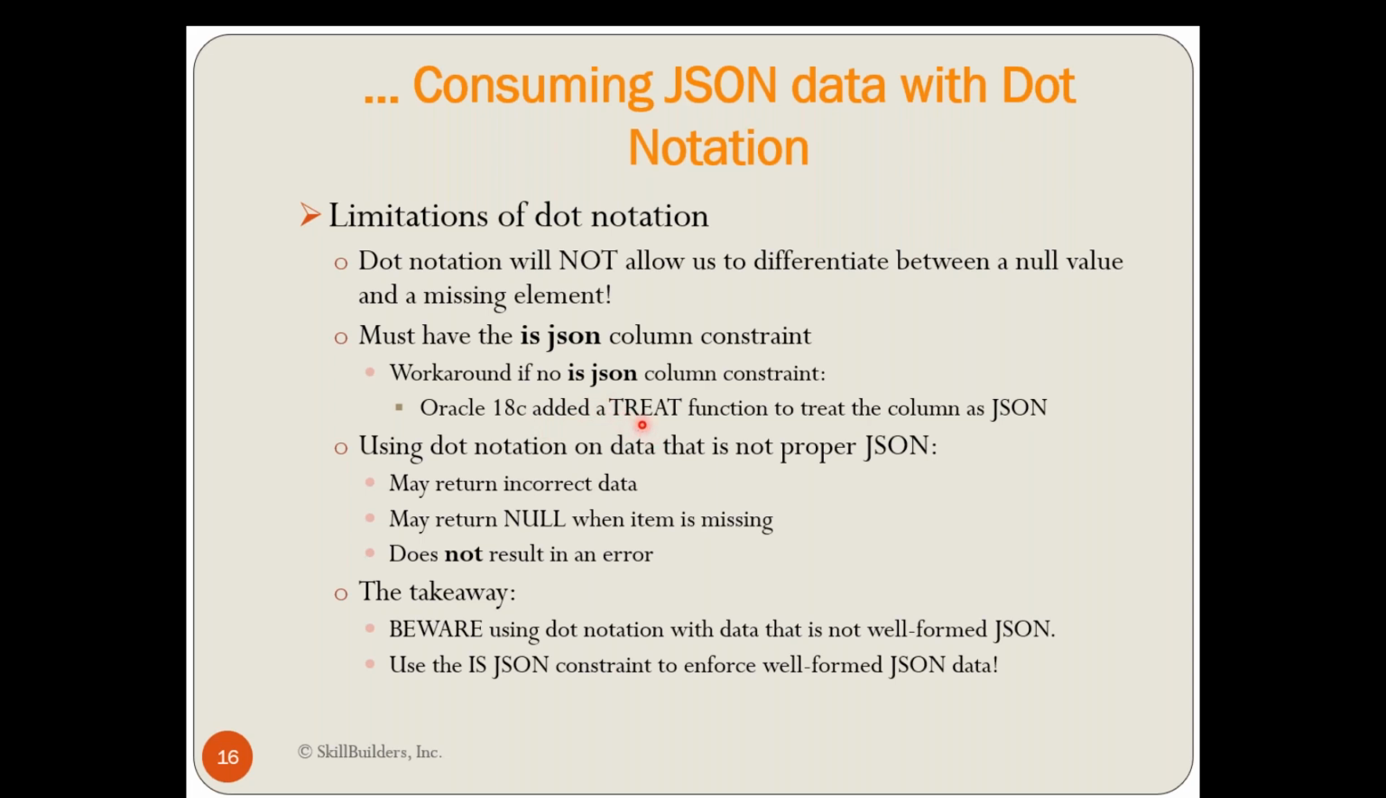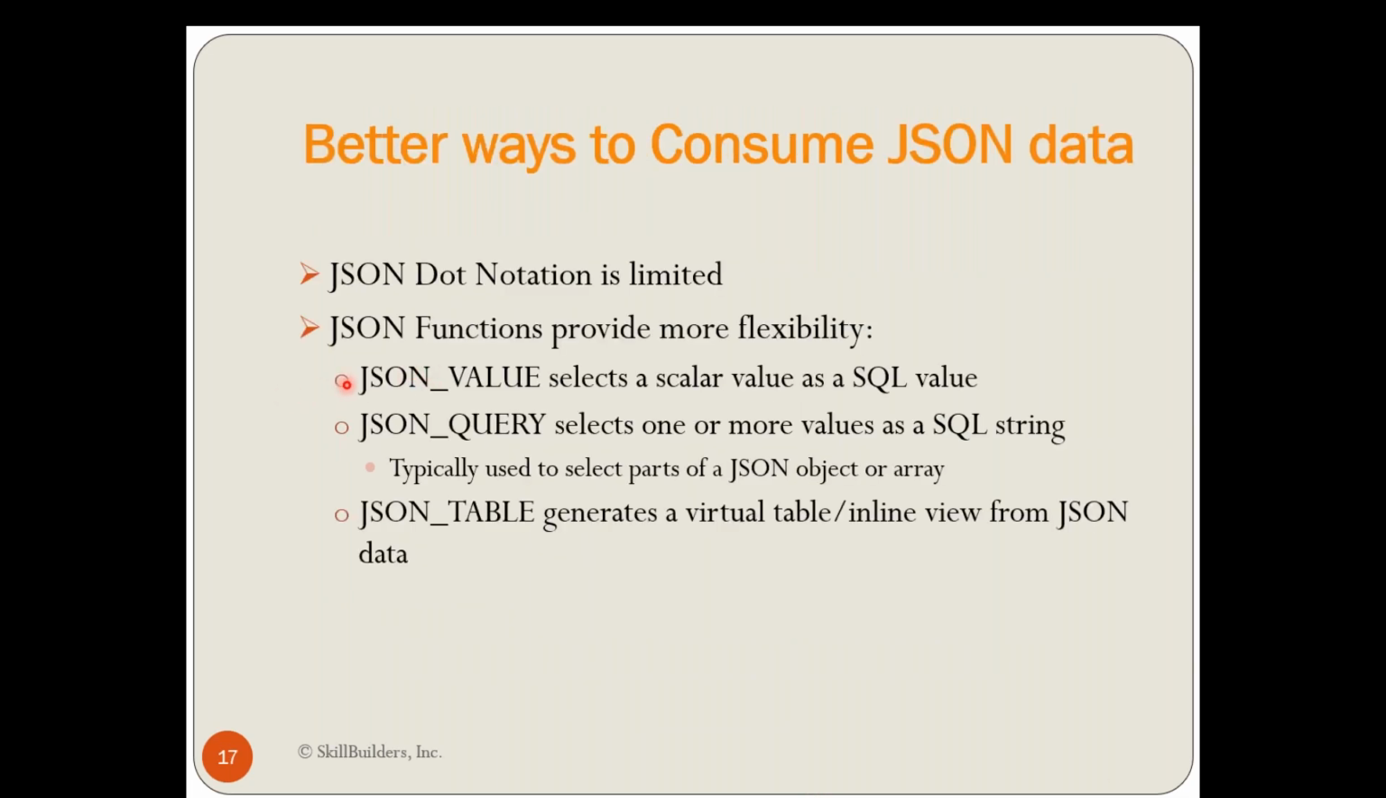So that's pretty cool. Just be careful. The treat function is not validating the data. It's just telling your application, in essence, that this is valid JSON data, so it better be valid. If it's not valid when you treat it and then use dot notation, it could actually return incorrect data. It can return nulls when items are missing, and can return incorrect data. So be careful with that. The takeaway is that it's a nice capability, but make sure you're using it properly and the data is really JSON.